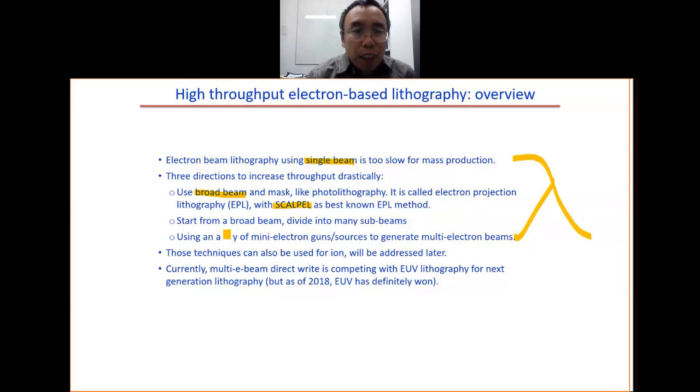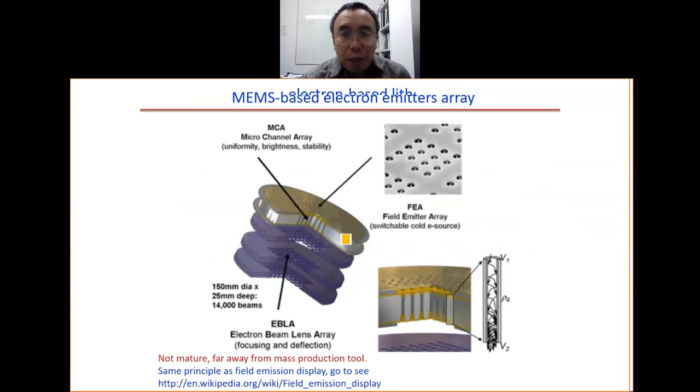The second way is to start from a broad beam and then divide it into many small beams. The third way is to use many small beams. When many small beams expose at the same time, the throughput will be higher. Let's look at the third one first. We have an array of many electron beams. This is called a field emitter array. You have very sharp tips, you apply a voltage, and the electrons will come out.